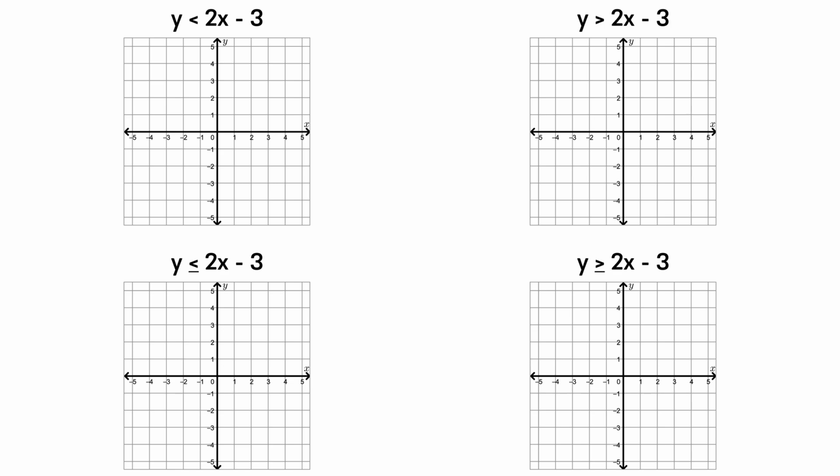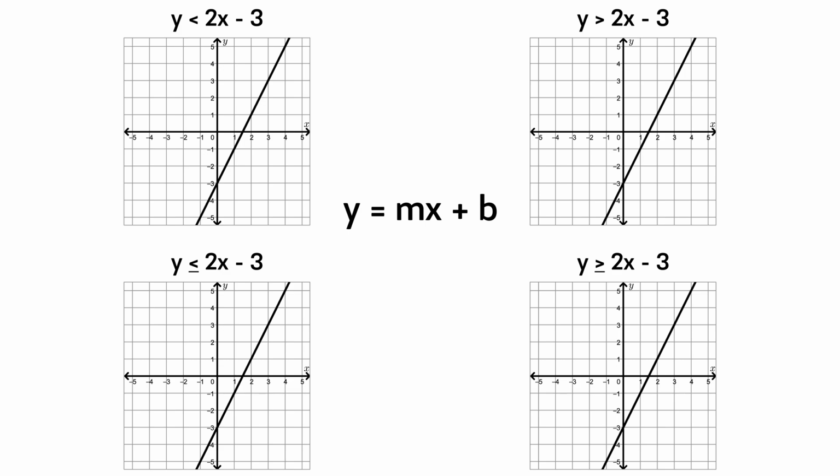The first step in graphing a linear inequality is to graph the boundary line. This can be done by using what we learned about graphing linear equations in the last chapter. We know from slope-intercept form, -3 is the y-intercept and 2 is the slope in each of these statements. Therefore, we can use that information to graph our boundary line.